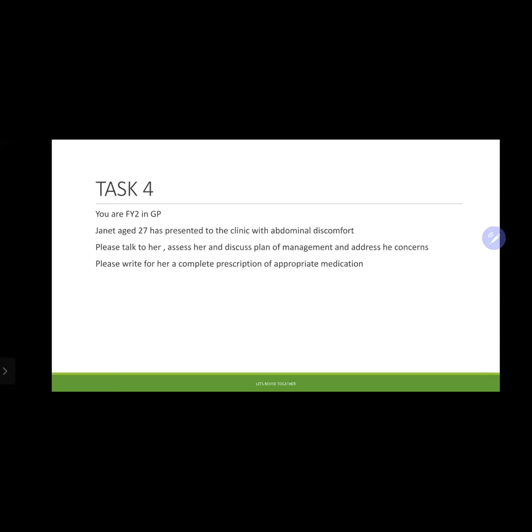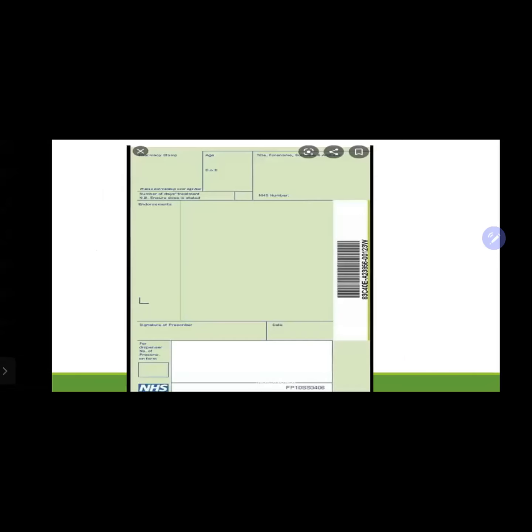And we can also use other drugs like cephalosporins, right? So you can read more about all of these drugs and their dosage. Today we are focusing on how to write the prescription. Okay, so guys, this is the FP10 form.